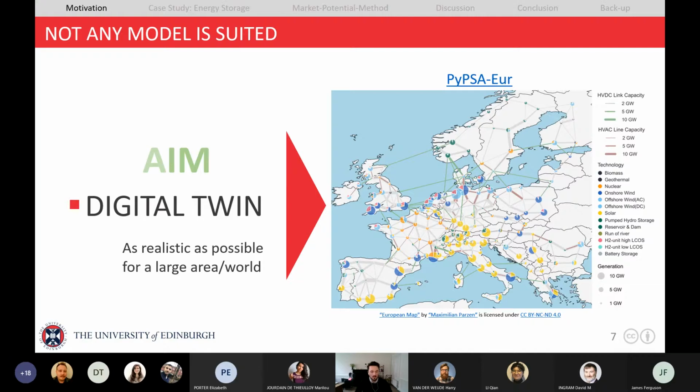which usually comes from geospatial information. That's something the model should be based on over larger areas, or in the best case, the world. For example, a manufacturer would be interested to quantify the value of this technology in the world market, right? And there's one model I'm using, PyPSA-Eur. We'll talk later about it, but that's really something you can imagine as a digital twin.